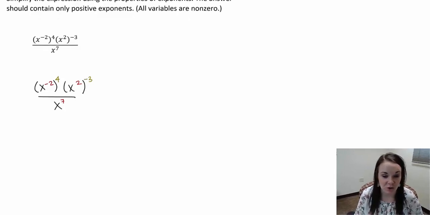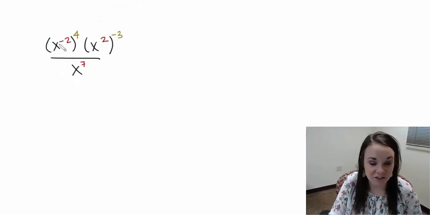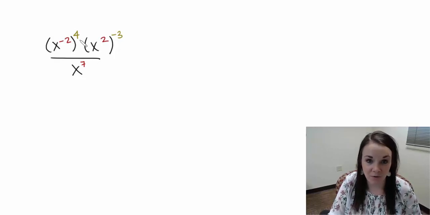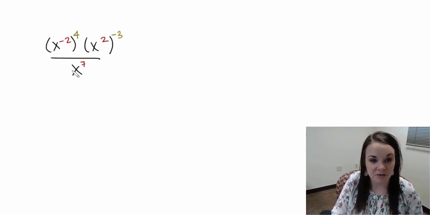So let's look at the expression shown. We have x to the negative 2 power raised to the 4th power. So we have an exponent of an exponent, and whenever that happens, we multiply their exponents. So let's simplify this first part. Negative 2 times 4 is negative 8.